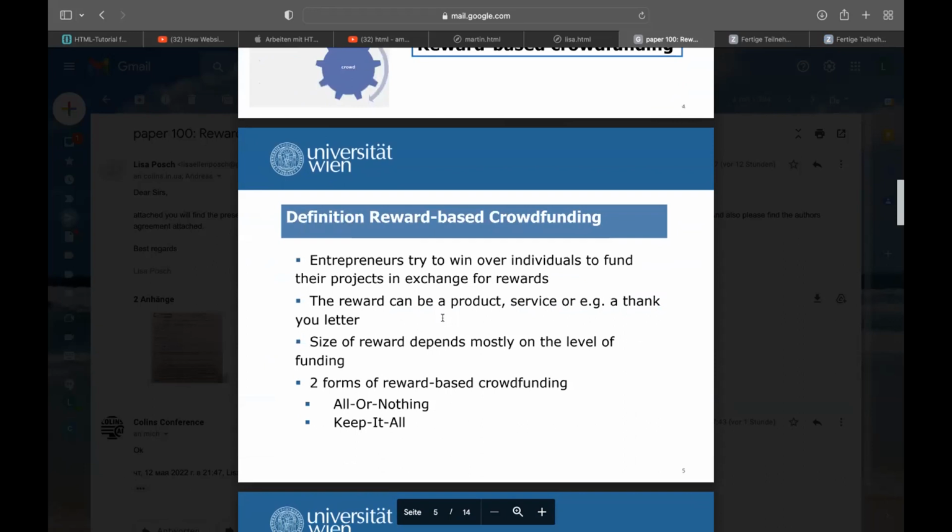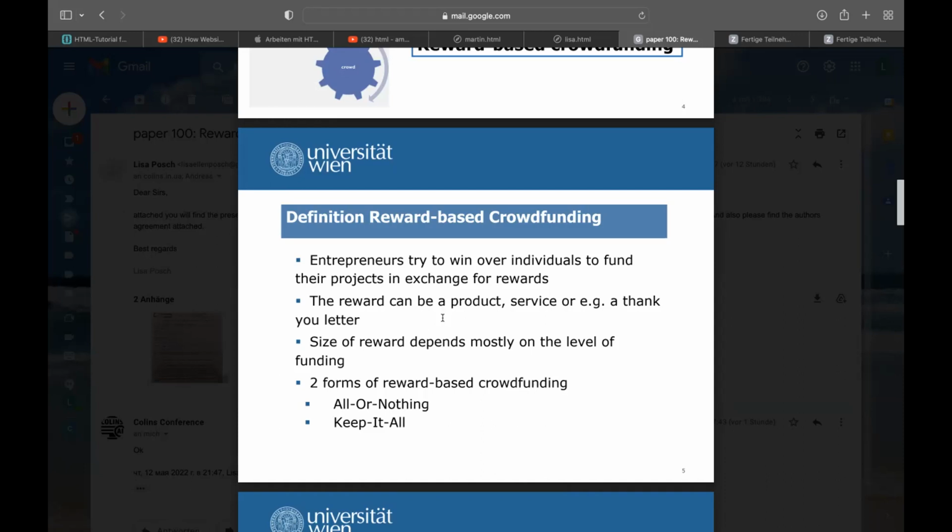What is reward-based crowdfunding? It allows individuals to fund their projects, and the size of the rewards depends on the contribution. For example, when contributing €5, the reward will be smaller compared to donating €5,000, where there might be a special honoring product benefit for the great support.